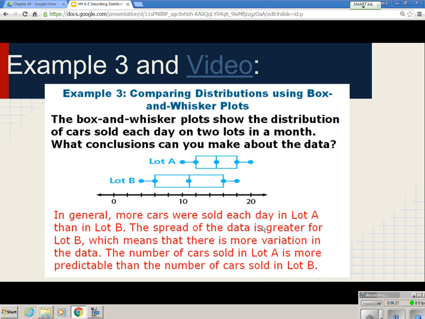You know, if they gave you an opportunity to work at either lot A or lot B, you'd probably say, I'm going to work at lot A. I have a much better chance of being able to sell a car there. So you can write this down and put a couple of those notes down if you want. You don't have to include this in your notes.